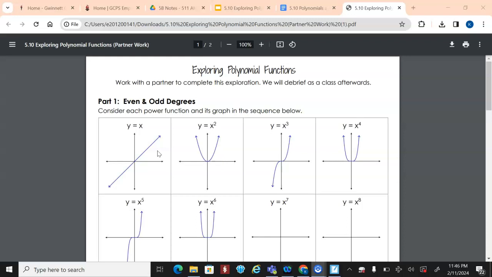Now, if you finish all of it, you need to work on missing assignments, Delta Math, factoring practice, whatever it is that you're missing, okay?